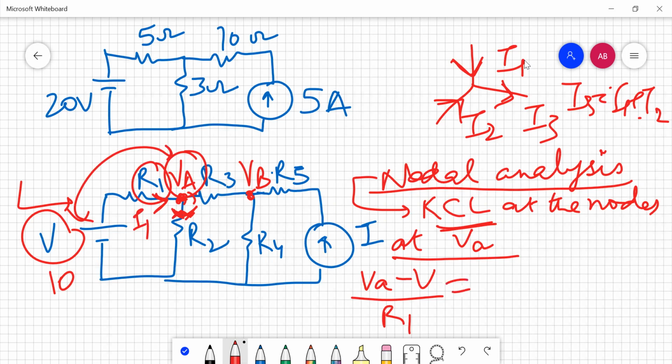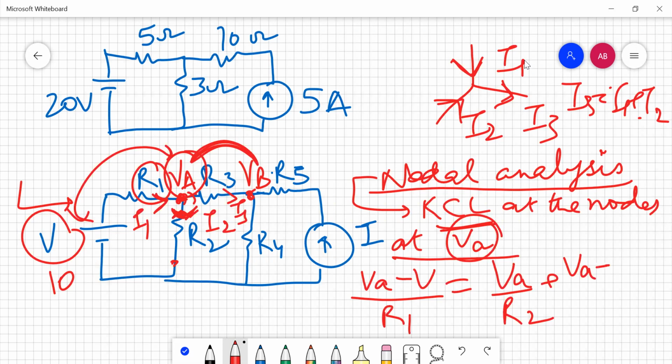So that will be equal to VA, because there is no voltage source over here. So that means VA upon R2 will be the current in this branch, I2. And this I3 will be equal to, now there are two voltages that we have considered. So when we are considering VA, the next voltage of the node will be subtracted from this VA divided by the resistance between these two nodes. So this will make equation 1.